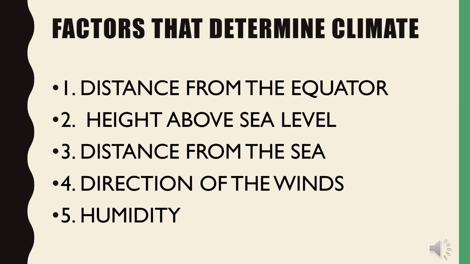Now let us discuss about the factors that determine climate. Climate of a region or a place is determined by many factors. Number 1, distance from the equator. Number 2, height above sea level. Number 3, distance from the sea. Number 4, direction of the winds. Number 5, humidity.